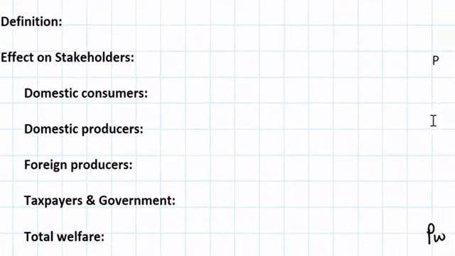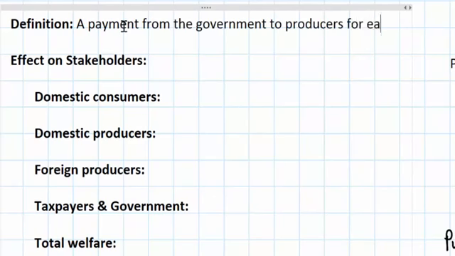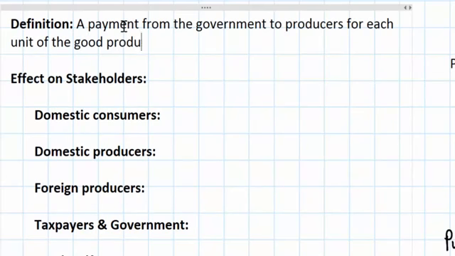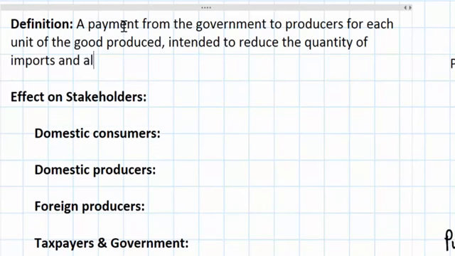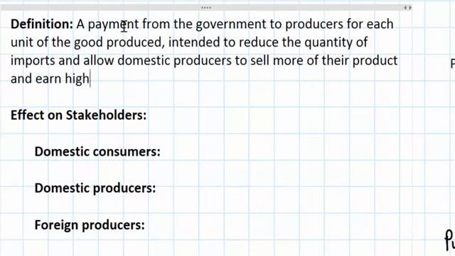Let's go over to our definition here and define what a protectionist subsidy is before we look at the graphical implications of one. A subsidy you may have learned the definition of in your microeconomics unit. It's simply a payment from the government to producers for each unit of the good produced. That's a per unit subsidy. A protectionist subsidy is one that is intended to reduce the quantity of imports and allow domestic producers to sell more of their product and earn higher revenues.